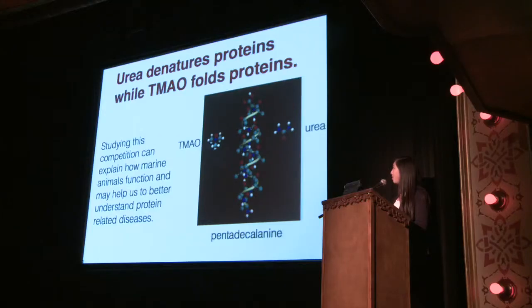I studied the competition between urea and TMAO, and then I studied how an amino acid called alanine interacted with these. If you can understand how alanine interacts with urea and TMAO, then you can relate this to other environments, because a lot of different diseases are linked to proteins unfolding or folding abnormally. So if we can understand how alanine interacts with these, we can get a better understanding of protein-related diseases.